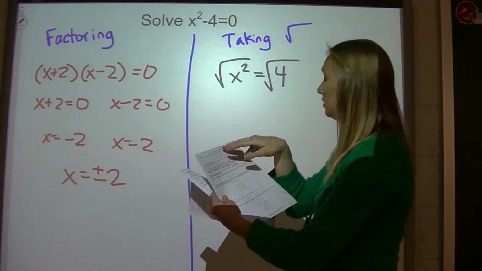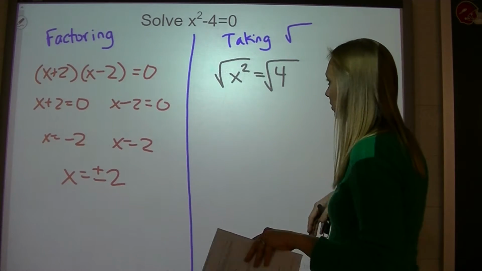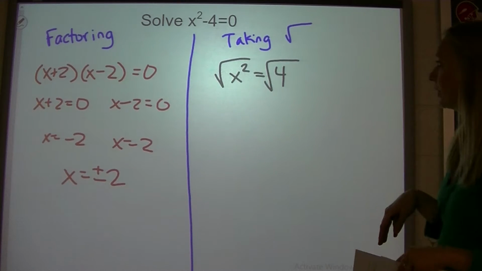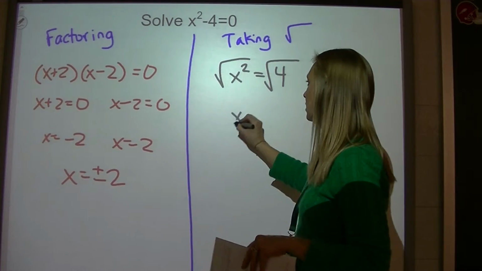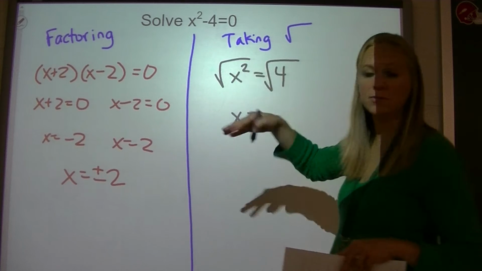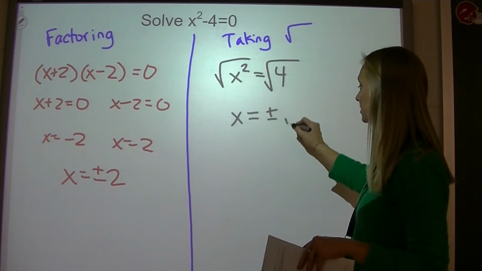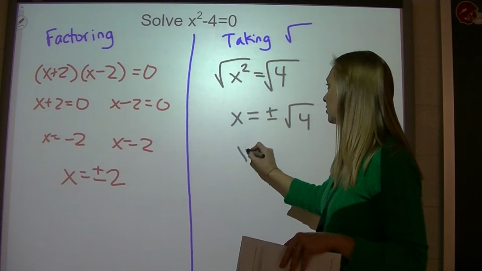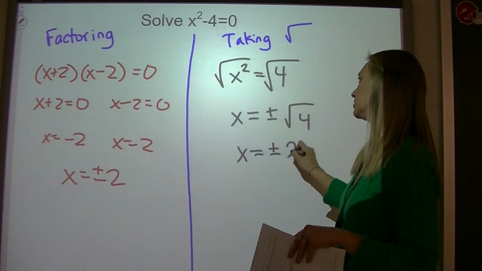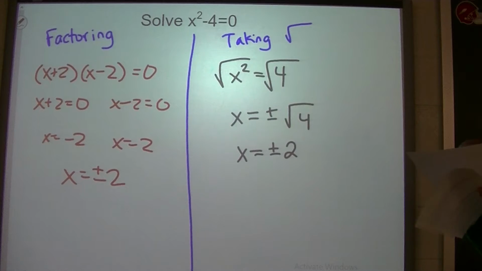And now, in the notes there, it goes through and explains why it has to be plus or minus, because we don't know if we're taking the square root of a positive or a negative. So this is basically x equals plus or minus the square root of 4. So x equals plus or minus 2, because the square root of 4 is 2.